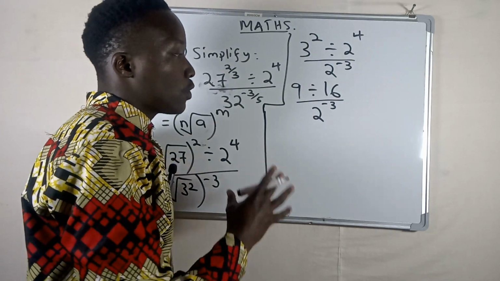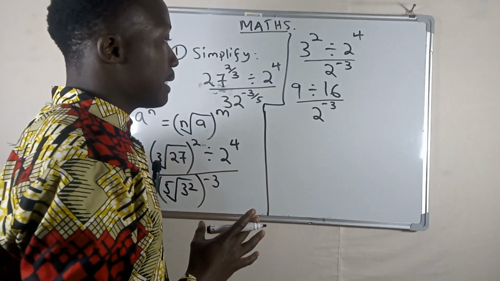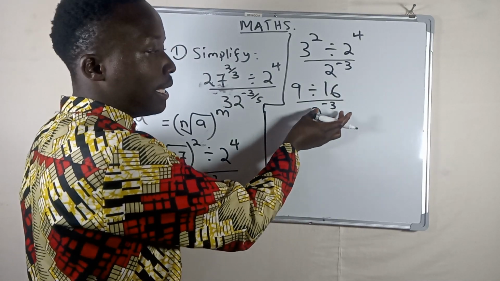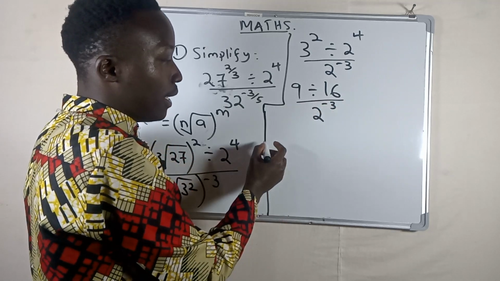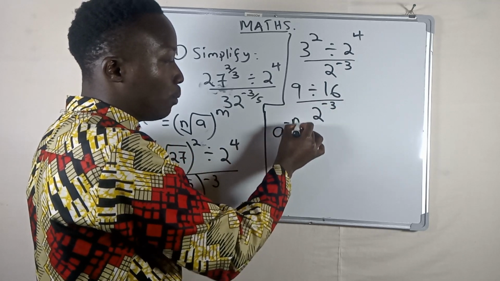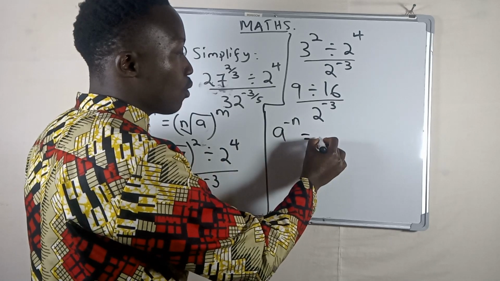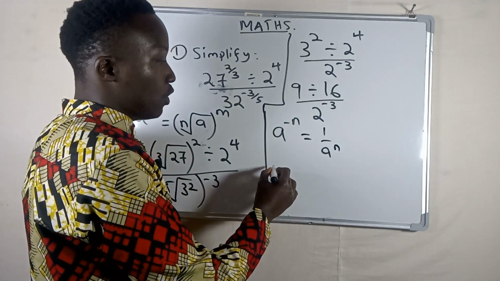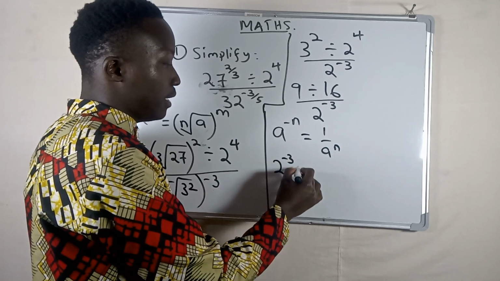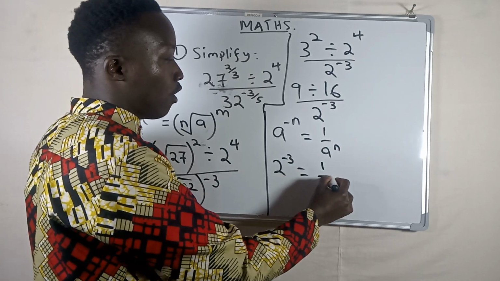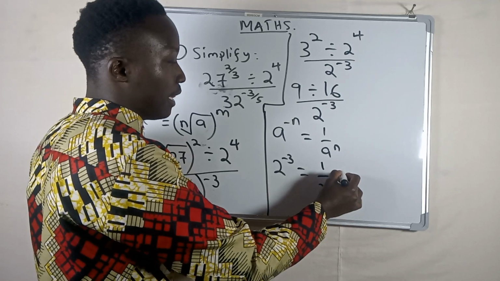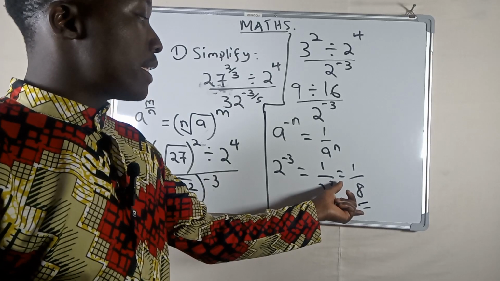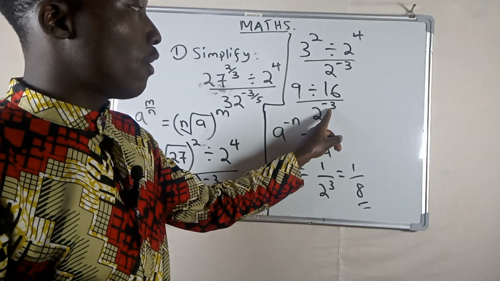So where we are now, we have a number raised to a negative power. We have a rule that states that a to power negative n is equal to 1 over a to power n. Therefore, 2 to power negative 3 is equal to 1 over 2 to power 3. That is equal to 1 over 8.